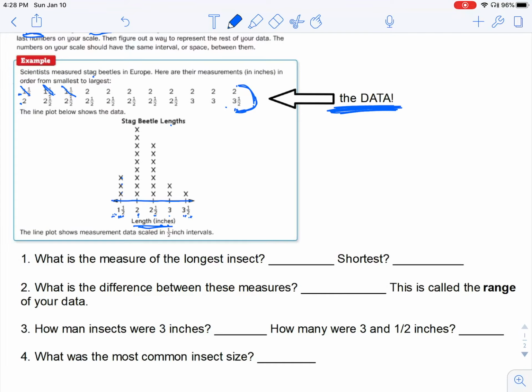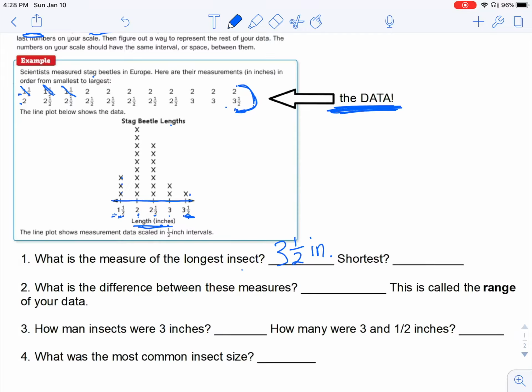So let's apply this data to some problems. What is the measure of the longest insect? Well, that means I'll look over here in the right of my axis, and I had one insect that was 3.5 inches, so I can fill out 3.5 inches. Remember, that's called the maximum. Point to the sky and say it, maximum.